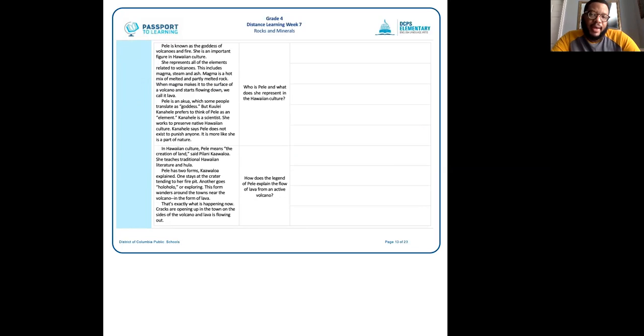It says, who is Pele and what does she represent in the Hawaiian culture? In the chunk text, it says that Pele is known as the goddess of volcanoes and fire. She is an important figure in Hawaiian culture. She represents all of the elements related to volcanoes. This includes magma, steam, and ash. Magma is a hot mix of melted and partly melted rock. When magma makes it to the surface of a volcano and starts flowing down, we call it lava.